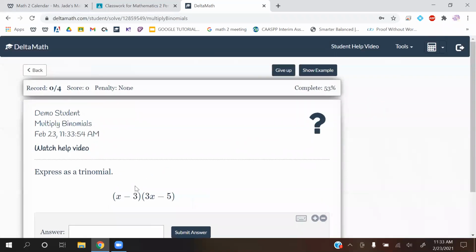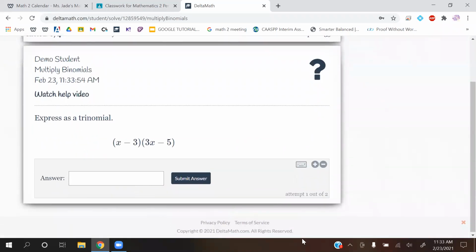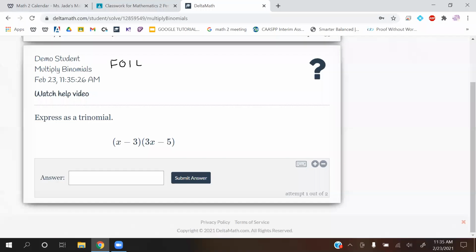So for this one, let me see if I can annotate. It's going to be messy, but I remember that you guys like the FOIL method. So let me write out the word FOIL. So remember, FOIL stands for first, outer, inner, last. So that means we want to do F for first. Oh wait, let me annotate.